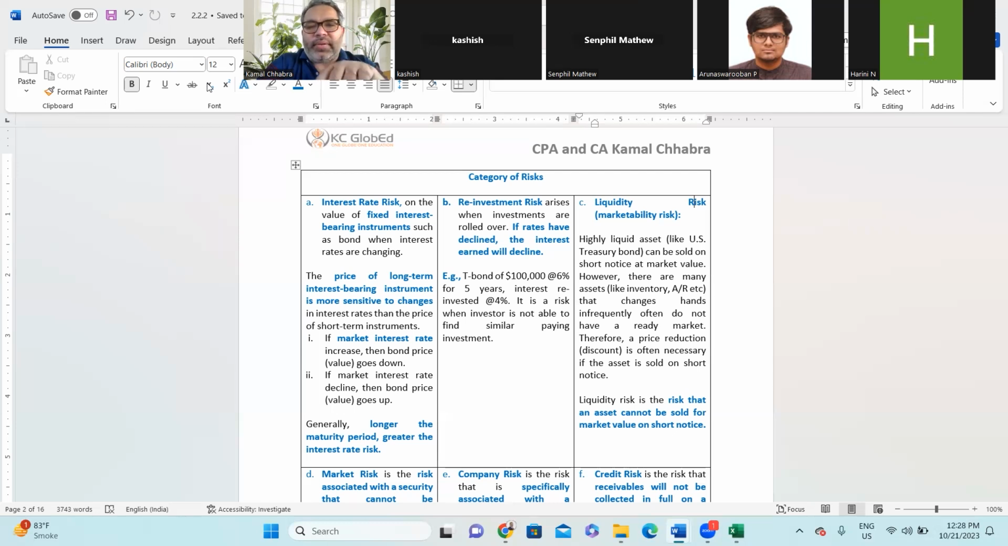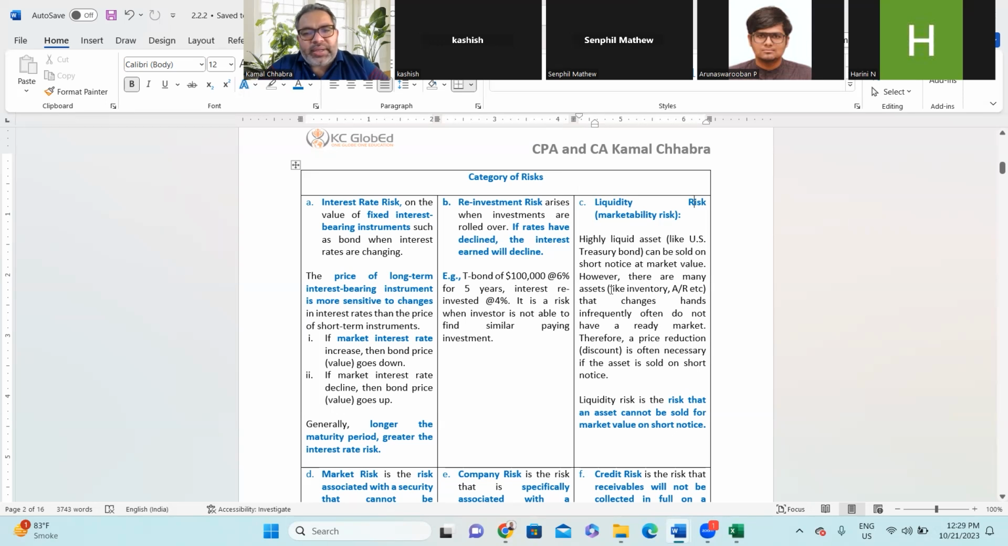So here we are talking about liquidity risk. That means we are talking about cash, bank, marketable securities, right? We are not talking about inventory, account receivable, or prepaid expenses. Make sense? Highly liquid assets like US Treasury bonds can be sold on short notice at a market value, that is marketable security.